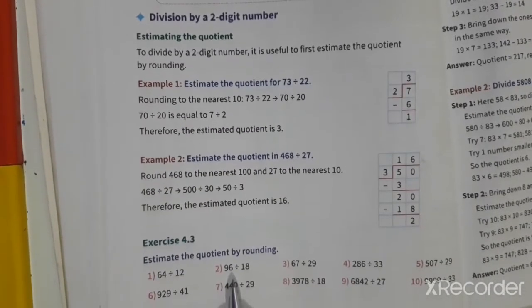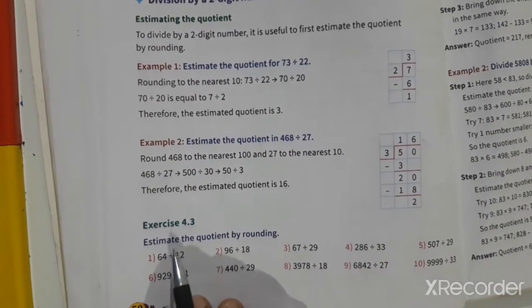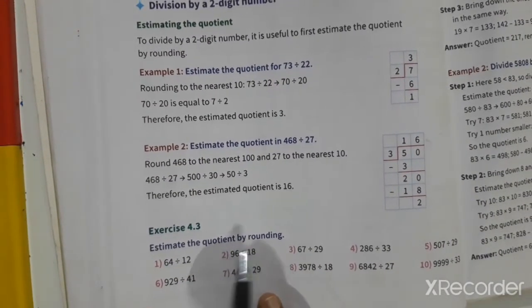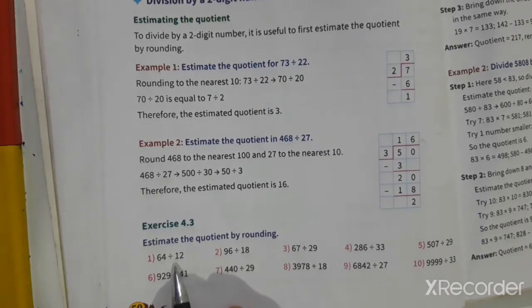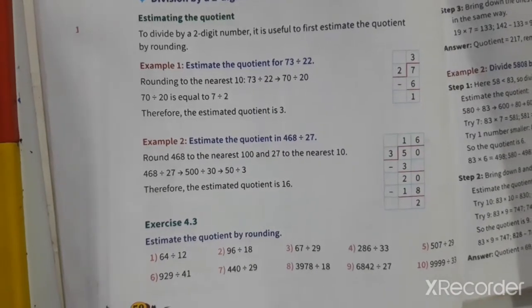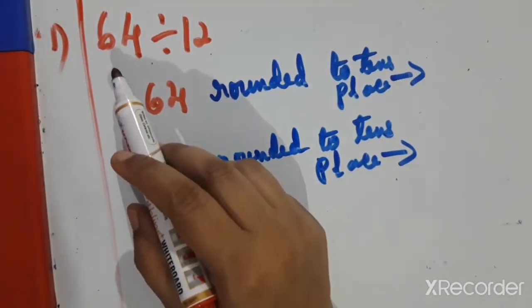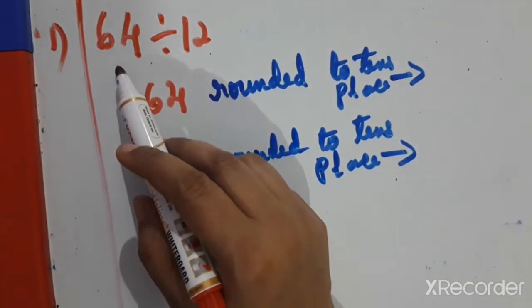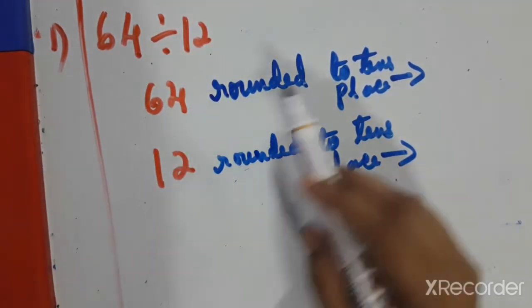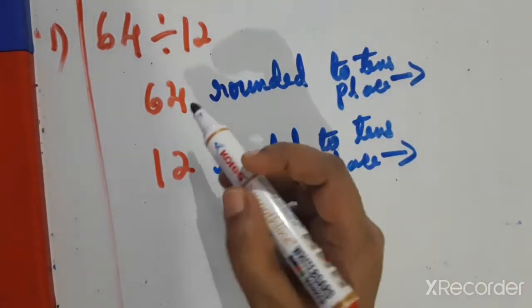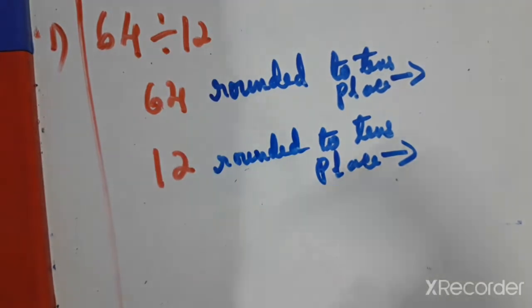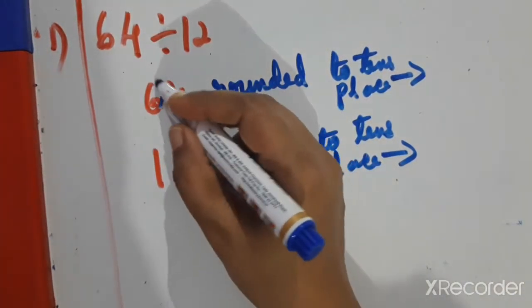Now exercise 4.3. Estimate the quotient by rounding. 64 divided by 12. So 64 divided by 12. We round 64 to the tens place. Which place are we rounding off? The tens place. So 6 is rounded off.